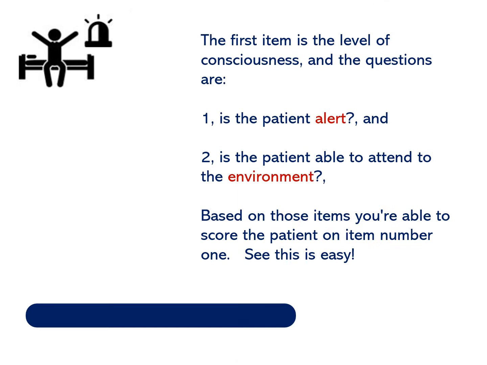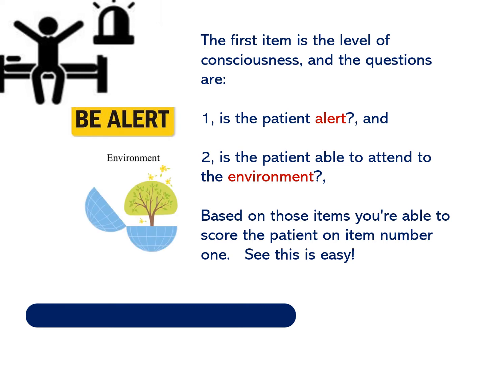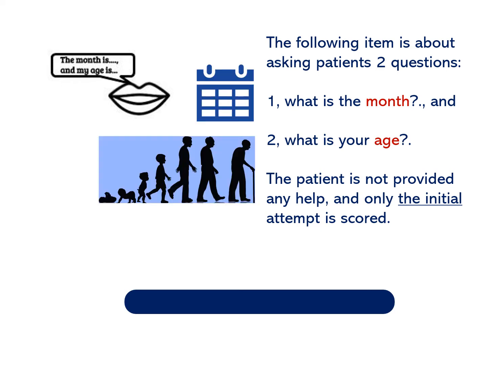The first item is the level of consciousness, and the questions are: 1. Is the patient alert? 2. Is the patient able to attend to the environment? Based on those items you're able to score the patient on item number 1. See, this is easy. The following item is about asking patients 2 questions: 1. What is the month? And 2. What is your age? The patient is not provided any help, and only the initial attempt is scored.